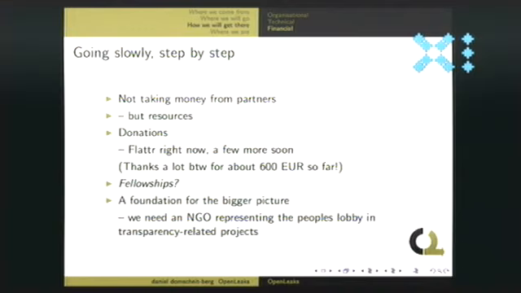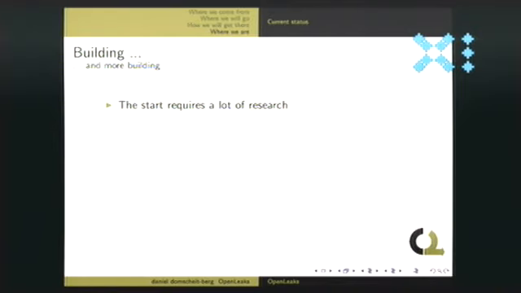So such a foundation could also help to fund various transparency-related projects, and that might also include our project. Yeah, so to the status. What is it, where are we at the moment, and why is it taking so long, and why do we start to look like vaporware, as a couple of people are saying?